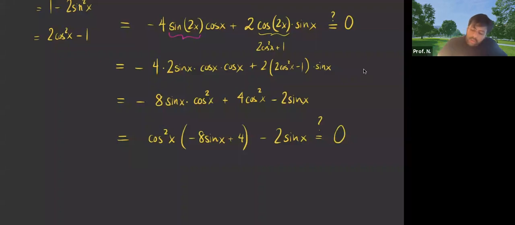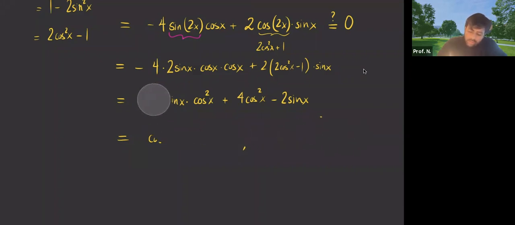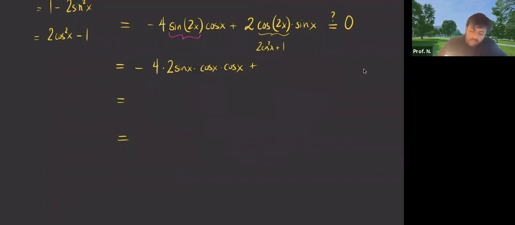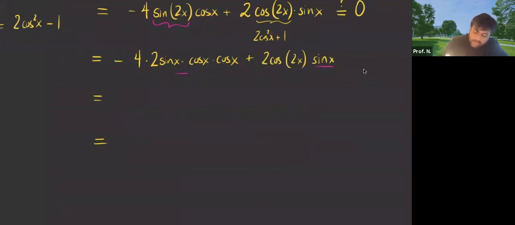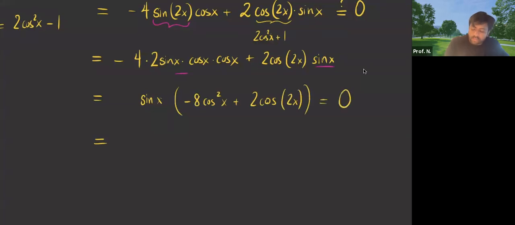You know what might be better? It might be better just to leave this. Actually, let's do this. Let's go back here and let's just leave this as 2 cosine 2x sine of x, because I have a sine and a sine here that I can factor out. I got sine of x. And this becomes negative 8 cosine squared x plus 2 cosine of 2x. Do you guys see this?